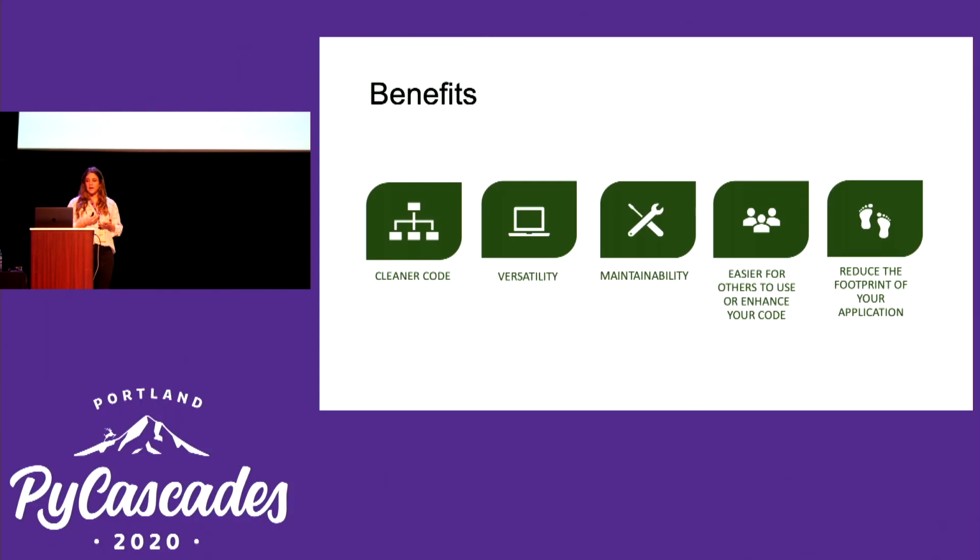Number 3, maintainability, and this builds on the organization piece, but not only is your code better maintained, because there's a cleaner distinction between the core and the extendable parts of your code, it's easier to anticipate, prevent, and resolve conflicts when large changes are merged into your project. And then number 4, it's easier for others to use and enhance your code, and this is definitely a benefit when you're working with open source projects.